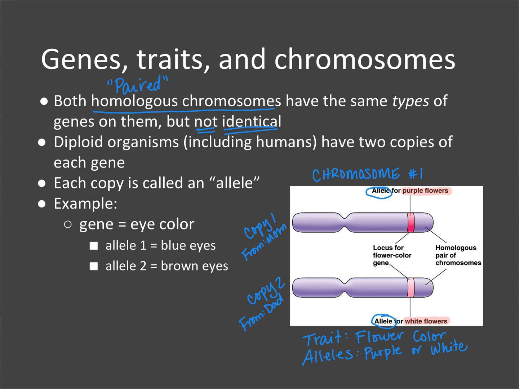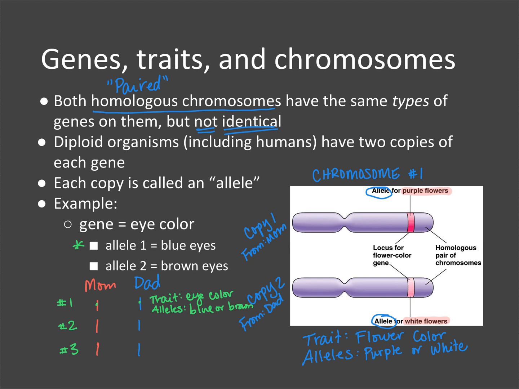Now we can apply this to humans as well. Okay, so let's say that we've got mom, and let's say we've got chromosome number 1, 2, and 3 from mom. And then let's say we've got chromosome 1, 2, and 3 from dad. So these are homologous chromosomes. Now let's say on chromosome number 1, we might have this trait or this gene for eye color. And then the alleles would be the options. And so in the example we have up here, the options could be either blue or brown eyes.